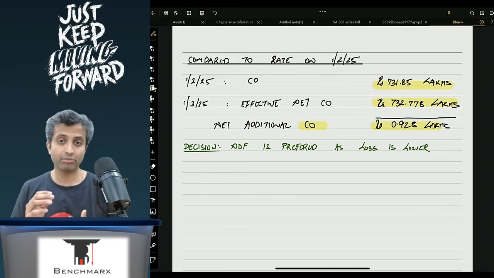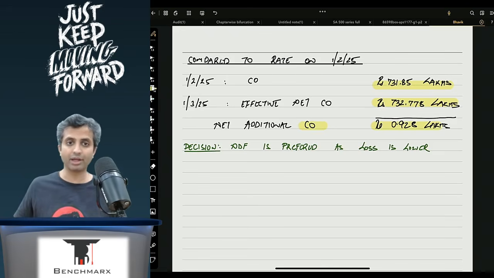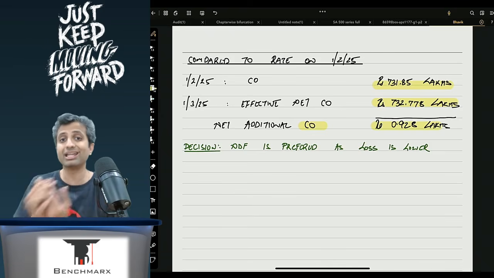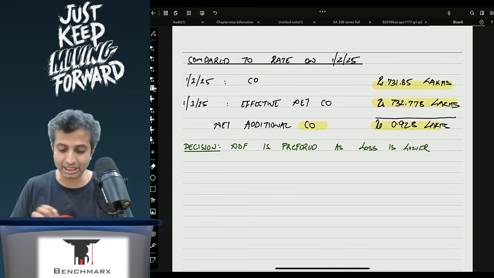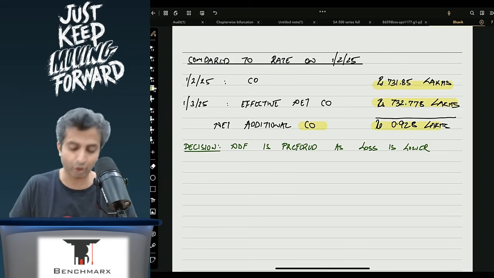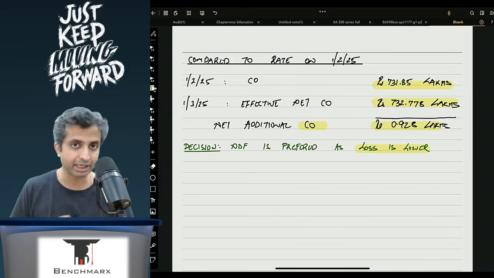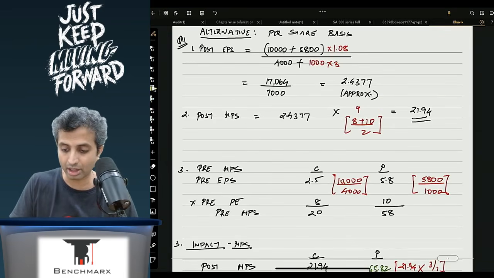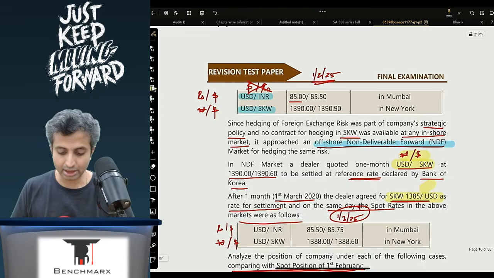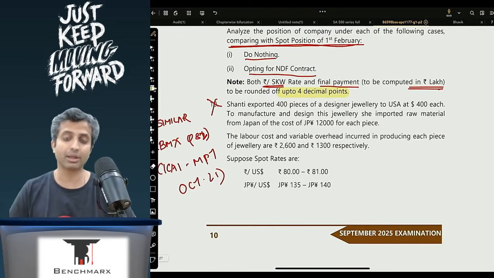Now, if I have to decide, well, there are two places where there is a loss. I'll take the position where I have a lower loss, and I think in the second, the non-deliverable forward, I have a lower loss, and hence NDF option is selected. So this is the all important question number 9, which I would strongly recommend you do.